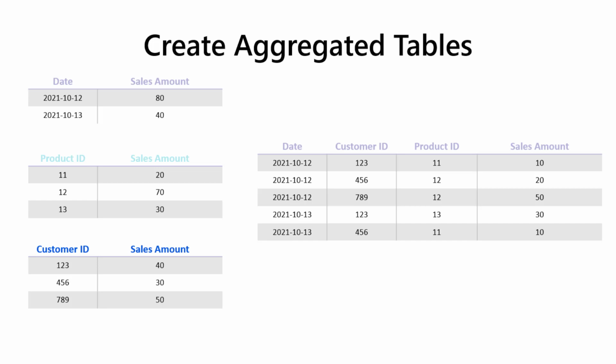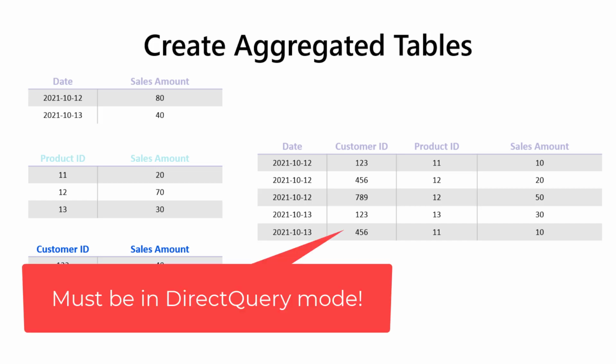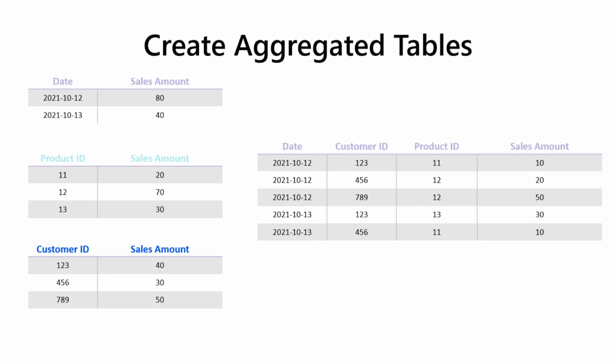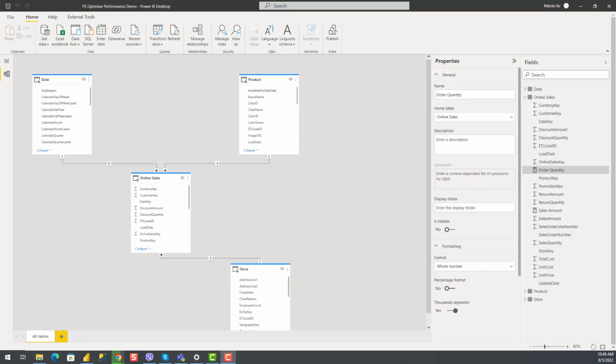Just one remark before we proceed. Aggregation awareness is something that will work only and only if the original fact table uses direct query storage mode. We'll come soon to explain how to design and manage aggregations and how to set the proper storage mode of your tables. At this moment, just keep in mind that the original fact table should be in direct query mode.